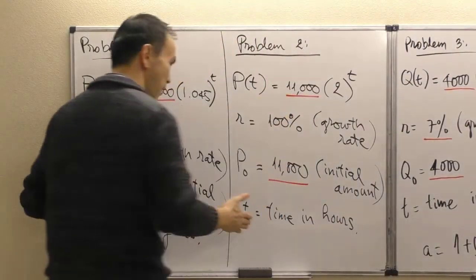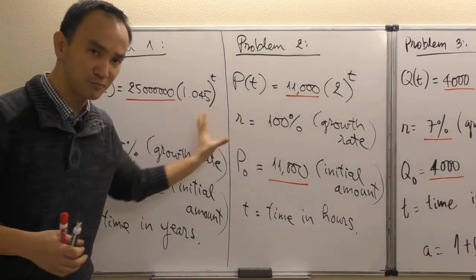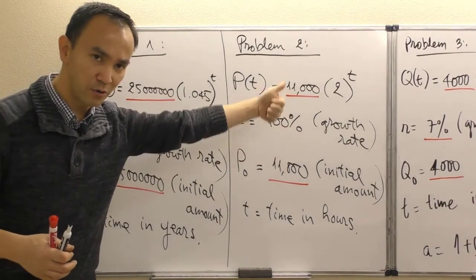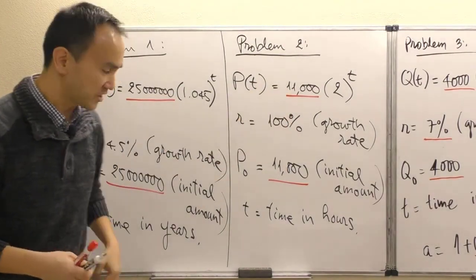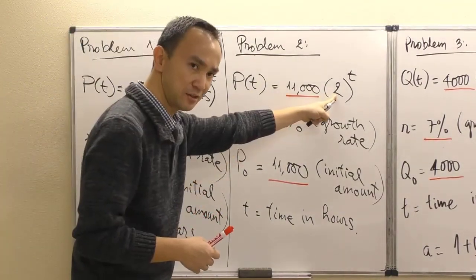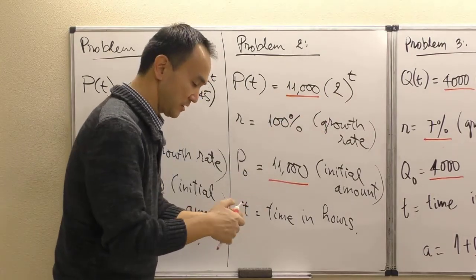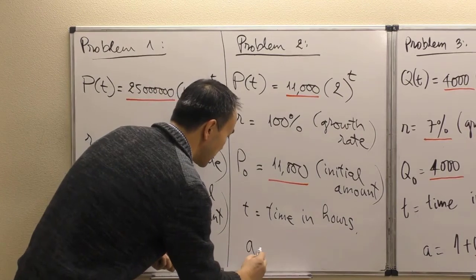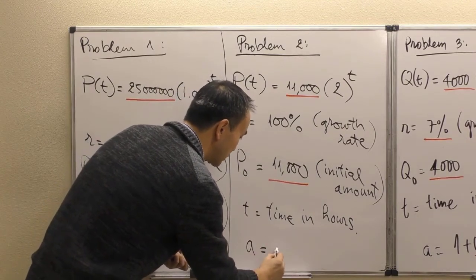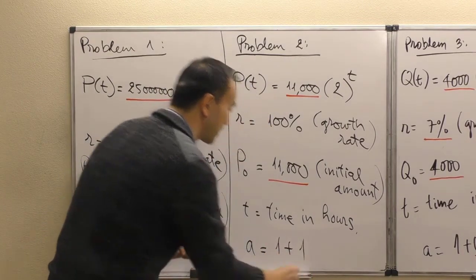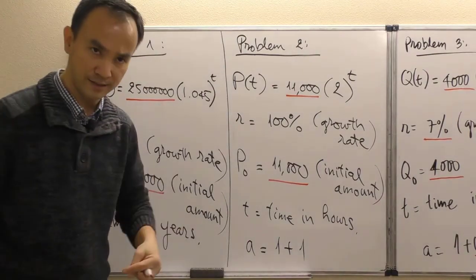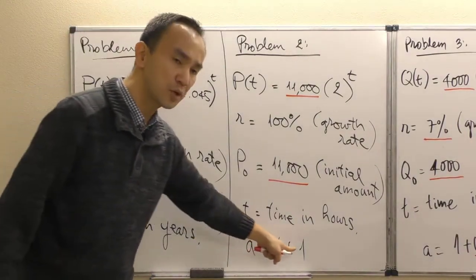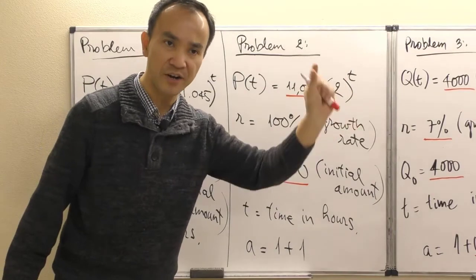So in these two problems, the quantity was growing, going up. The base is here, 2 to the t. So yes, the base there is regarded as a base A. It's a 2, but throughout my work, I explained that as a 1 plus 1. So we increase by 100% every hour.